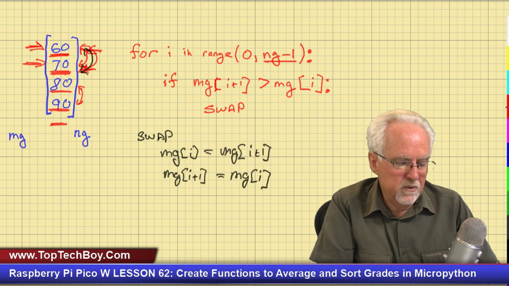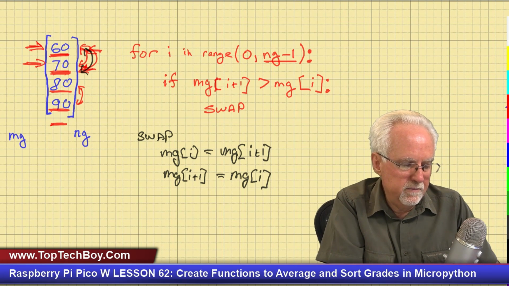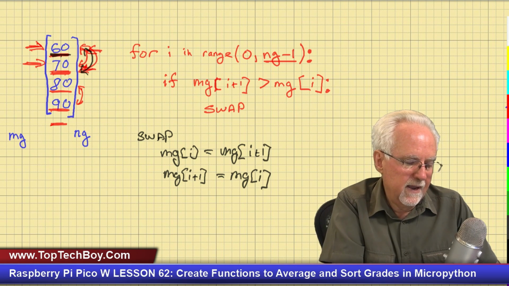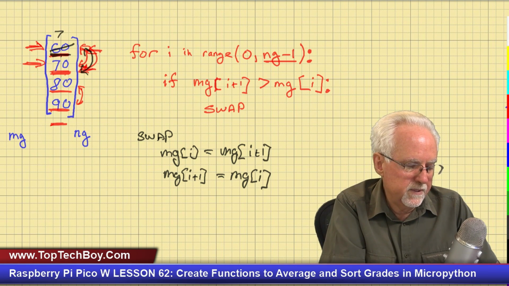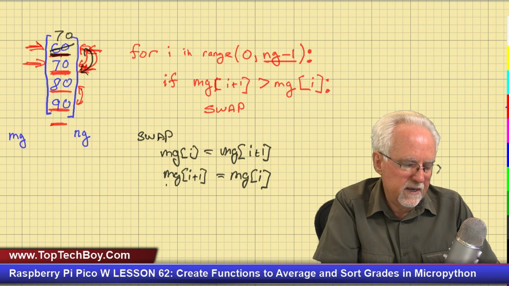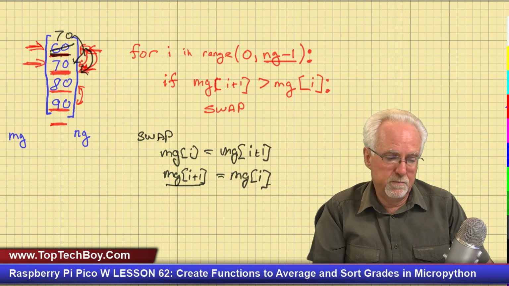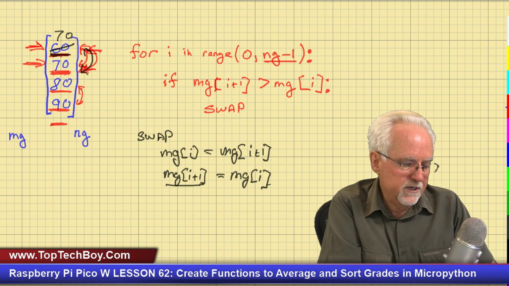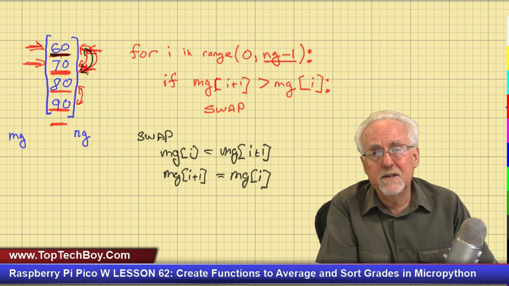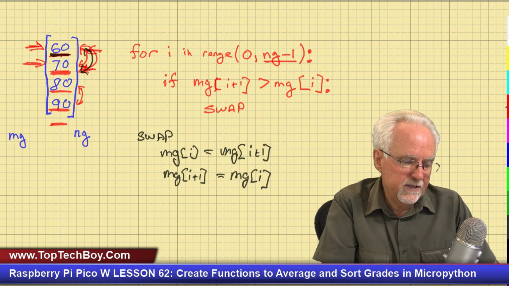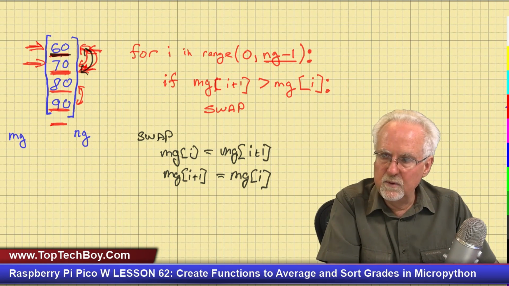But it doesn't work that way, because if I say IMG of I is equal to IMG of I plus 1, then this one becomes 70. And then when I say IMG of I plus 1 is equal to IMG of I, it moves the 70 back down, and I end up with 70 in both positions. That just simply won't work, because once you move the 70 to the 60, we lose the 60. So how would we do this?